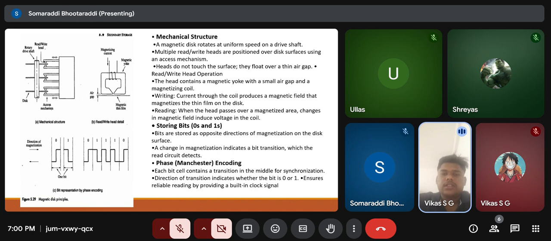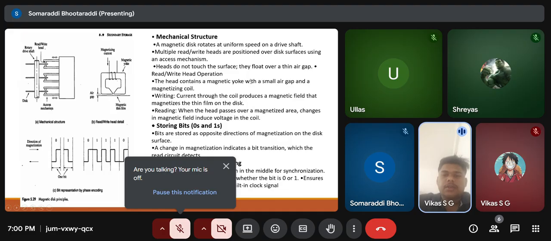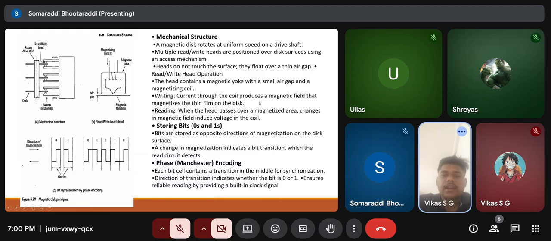Over the disk surface, there are multiple read and write heads mounted on arms. These heads do not touch the surface of the disk. Instead, they float above it on a very thin air gap, which protects the disk from damage. During writing, a current flows through the coil in the head. The current produces a magnetic field, and this magnetic field magnetizes the thin film coated on the disk surface.